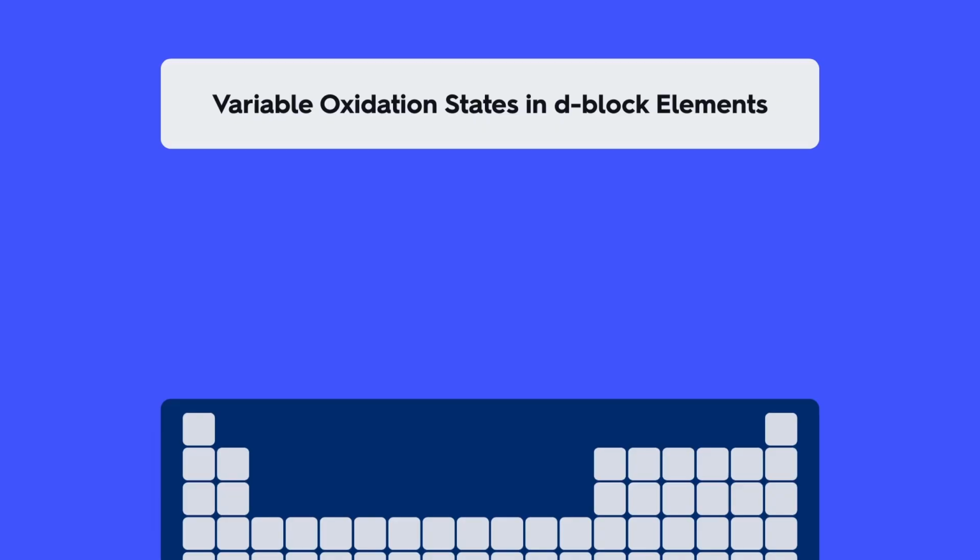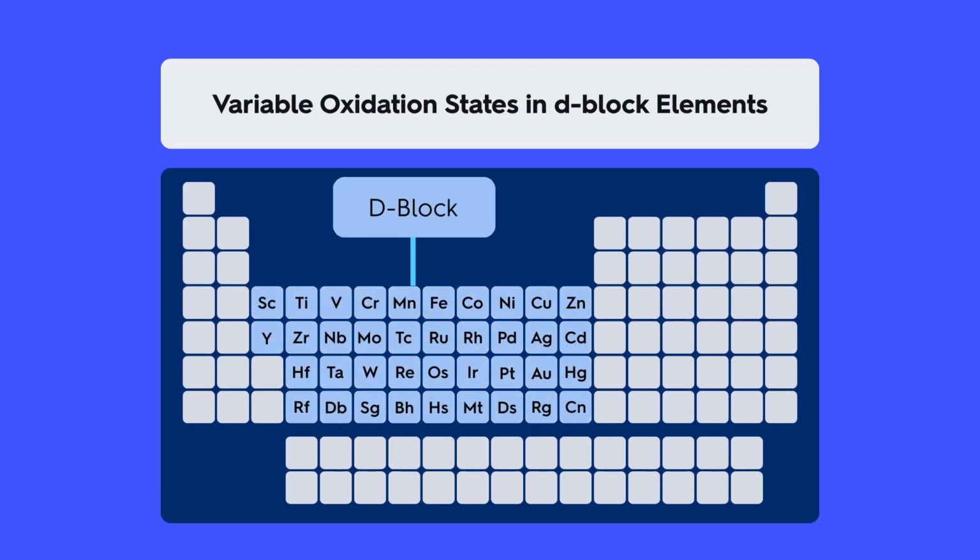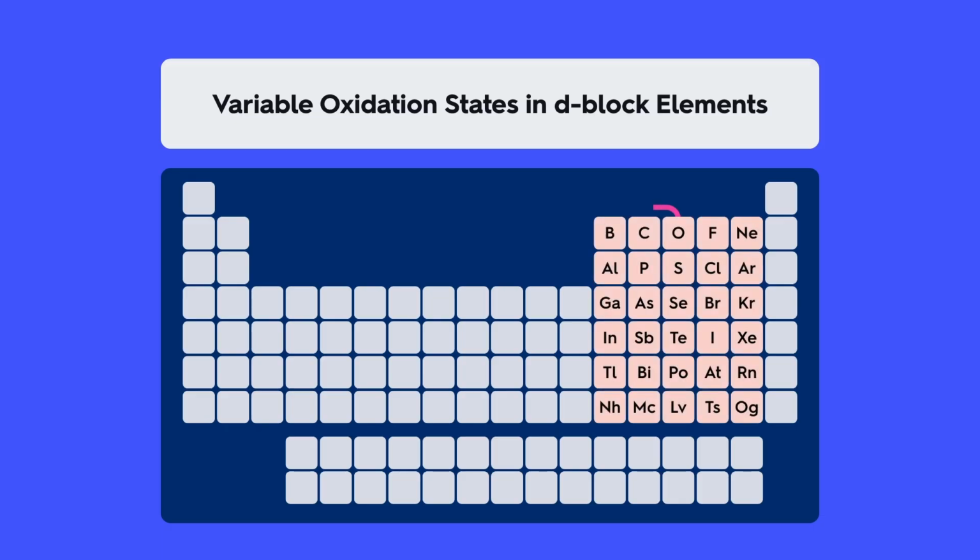In this video, we'll explore why D-block elements show variable oxidation states and how that compares to non-transition elements like many P-block elements.